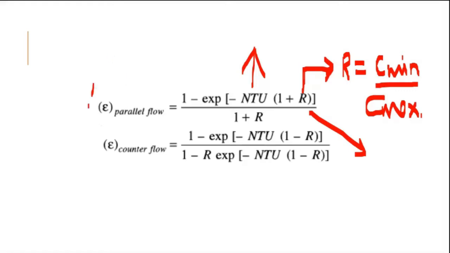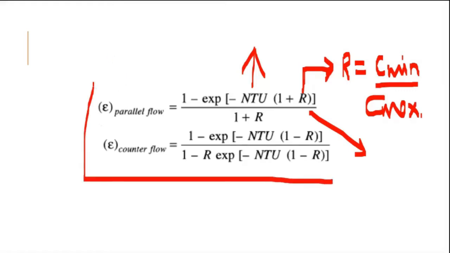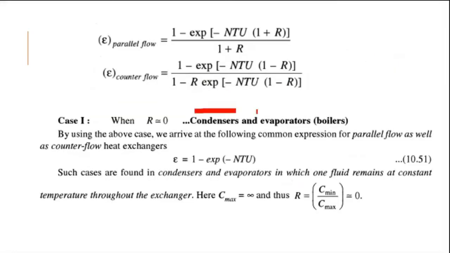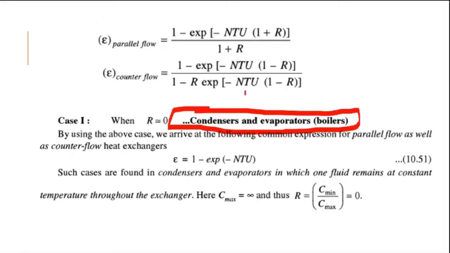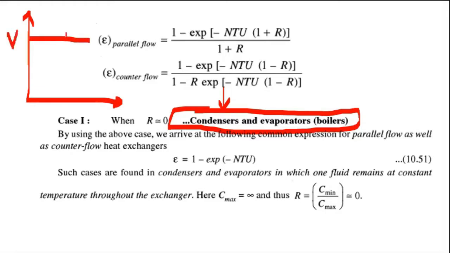Now, this was the general effectiveness formula for parallel flow and counter flow heat exchangers. We are going to see some special cases for parallel flow and counter flow. So the first special case is when a condenser or an evaporator has been given to us. Suppose we are considering the example of a condenser. In a condenser, what are we going to have? We will have a hot fluid. The hot fluid will be changing its phase, so vapor will be entering and liquid will be coming out.